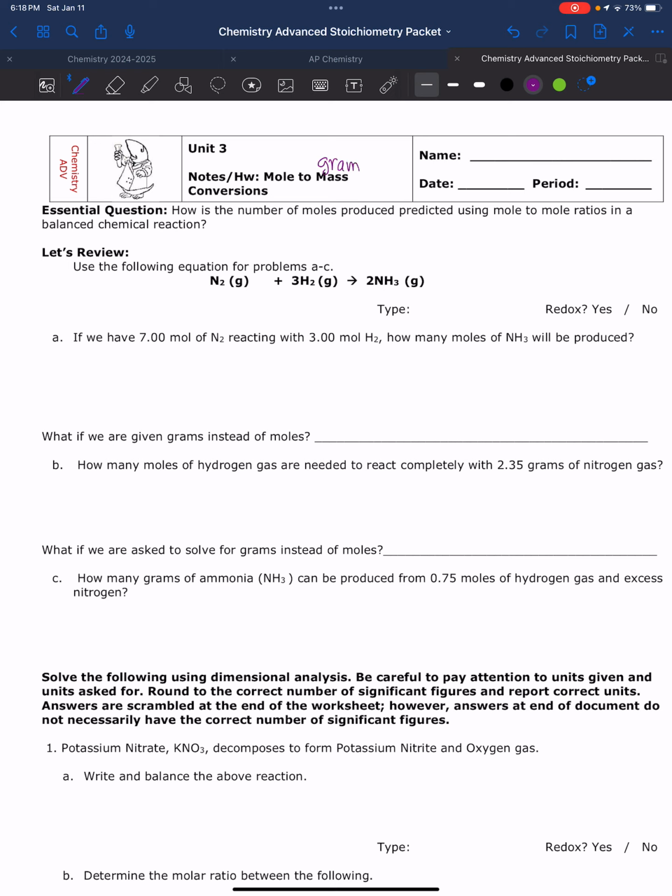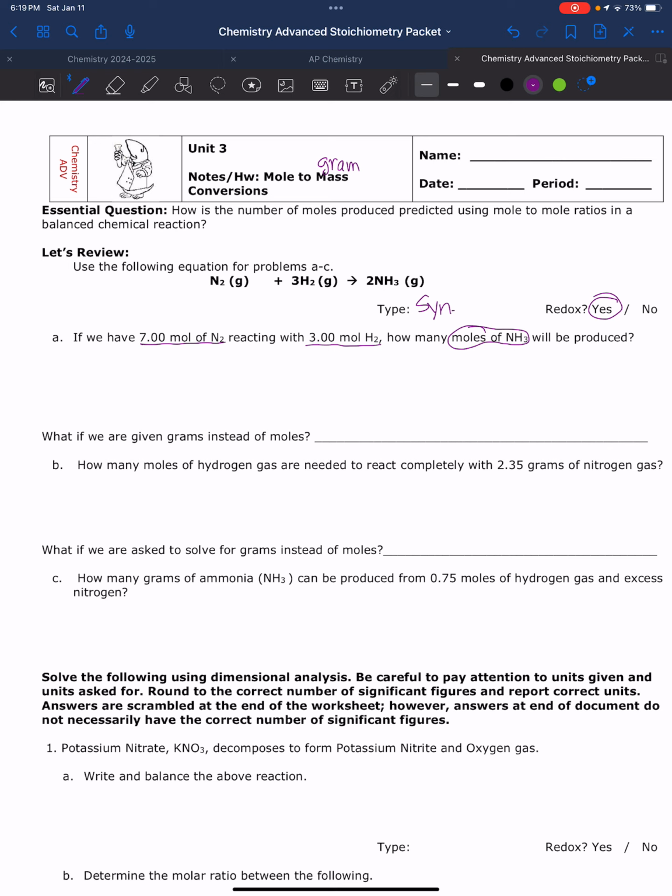Okay, so we have this first reaction up here. Nitrogen plus 3 hydrogens gives us 2 ammonias, and that is a balanced reaction already. This is a redox reaction because it's a synthesis reaction. Okay, so part A, let's read it and see what we have. If we have 7 moles of nitrogen, one number, reacting with 3 moles of hydrogen, second number, how many moles of NH3 will be produced?